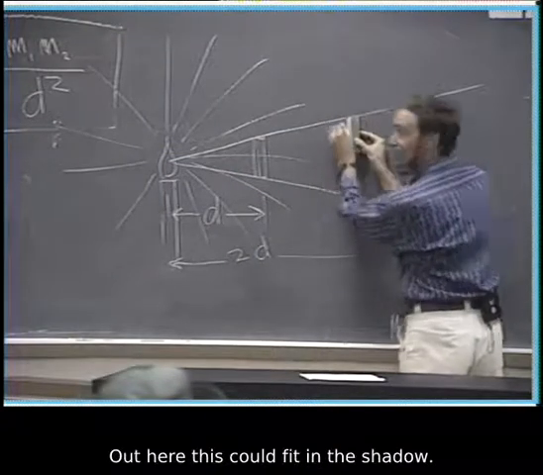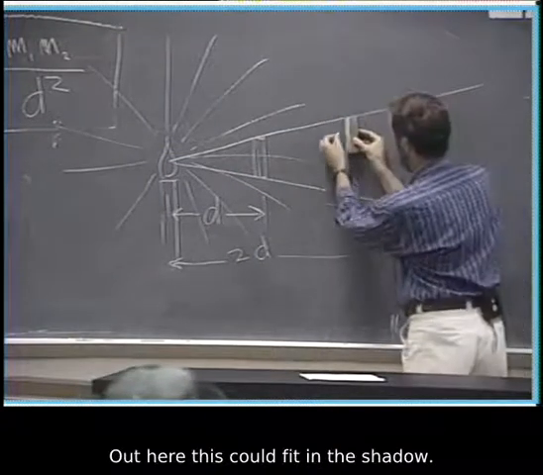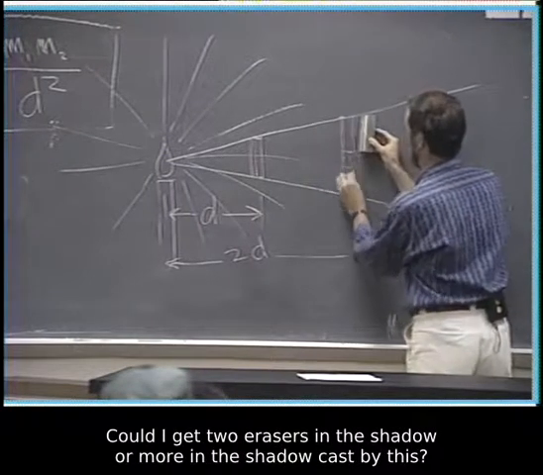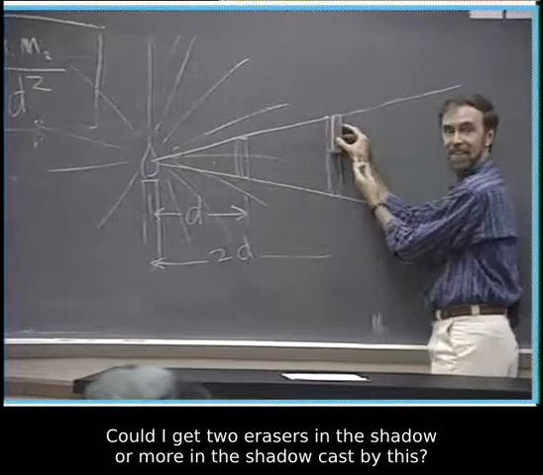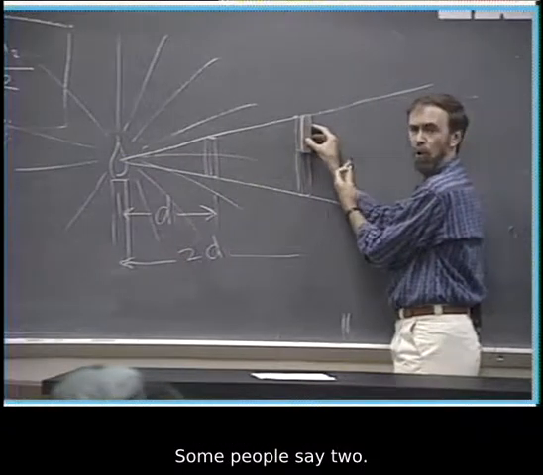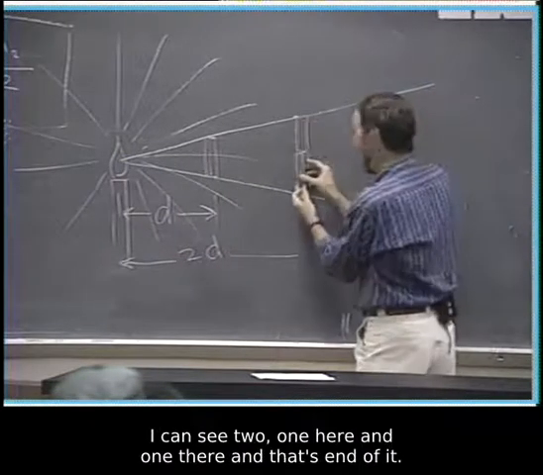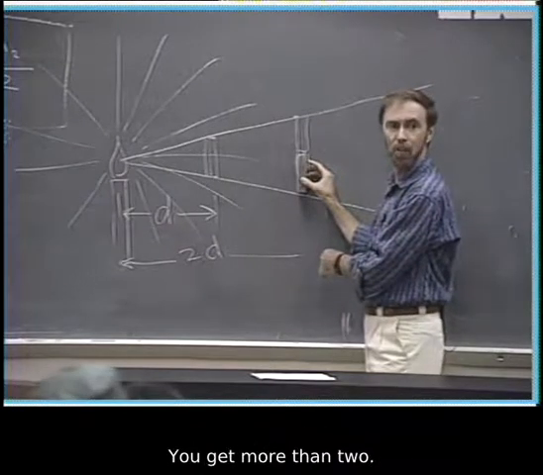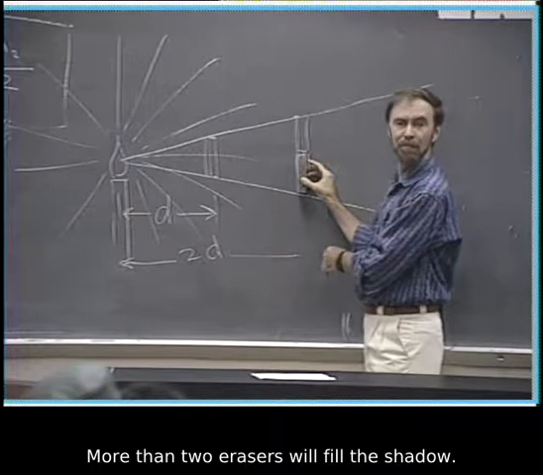Oh, look at this. Out here, this could fit in the shadow. I could get 2 erasers in the shadow. Could I get 2 erasers in the shadow or more? In the shadow cast by this. Some people say, oh, 2. I can see 2. 1 here and 1 there, and that's the end of it. And other people say, no, no, no. You get more than 2. More than 2 erasers will fill the shadow.